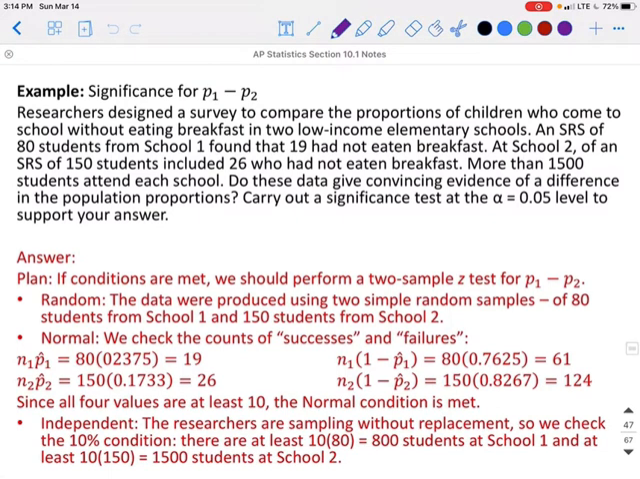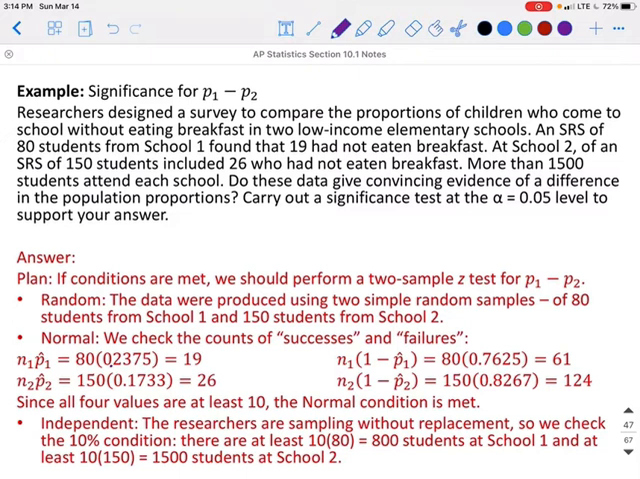Next, for our plan, we're going to state what method we're going to use, and then we're going to check our conditions. So if the conditions are met, we should perform a two-sample z-test for p1 minus p2. To check the random, the data were produced using two simple random samples, 80 students in School 1 and 150 students in School 2. Now, to check the normal condition, we can find the number of successes and failures in School 1 and the number of successes and failures in School 2. Since all of these are at least 10, we know the normal condition has been met.